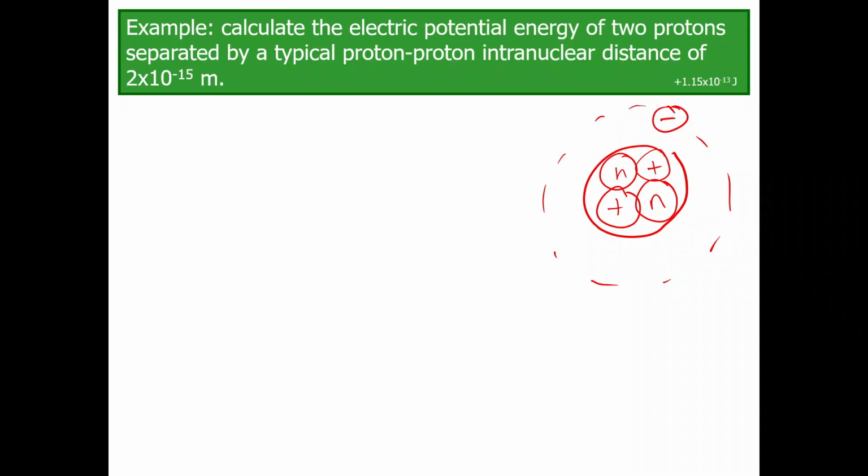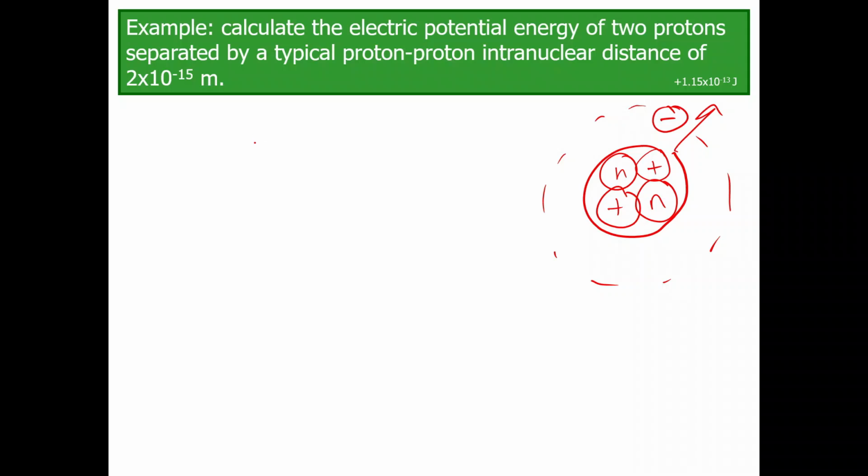So in this case, we're going to be looking at kind of a typical proton-proton intranuclear distance. Now, the neutrons themselves have no charges, and we're assuming that our electrons are really far away, so we don't have to worry about them. So we're just looking at kind of a typical atom with two protons, if you're ignoring everything else. So this would be, say, a helium atom that has that core right there.